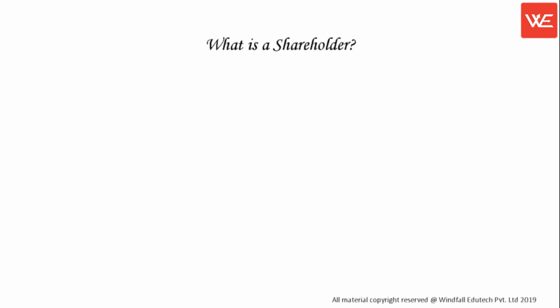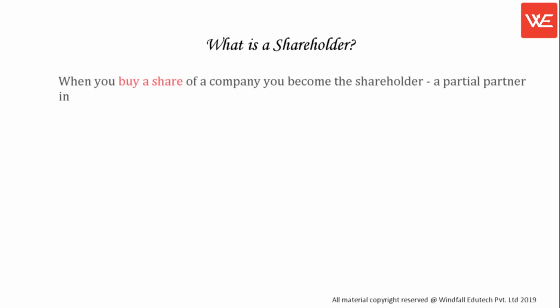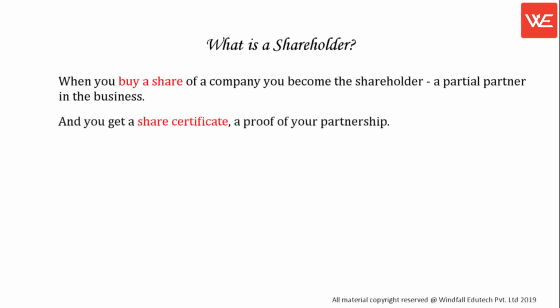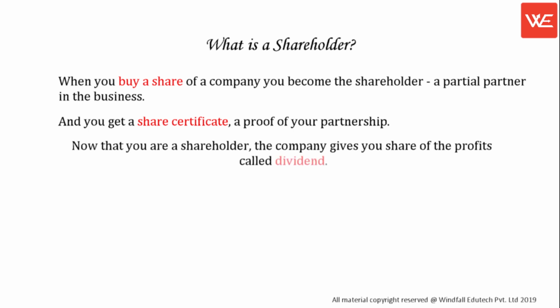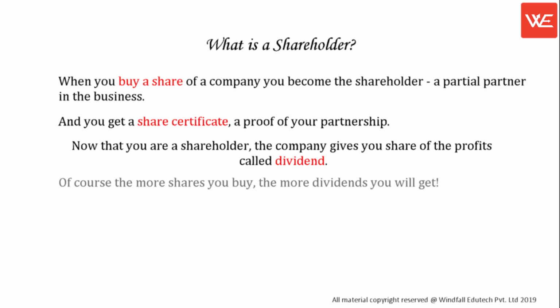What is a shareholder? When you buy a share of a company, you become the shareholder, a partial partner in the business. And you get a share certificate, a proof of your partnership. Now that you are a shareholder, the company gives you a share of the profits called dividend. Of course, the more shares you buy, the more dividends you will get.